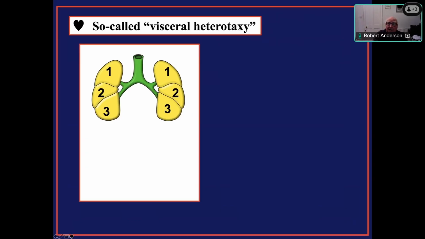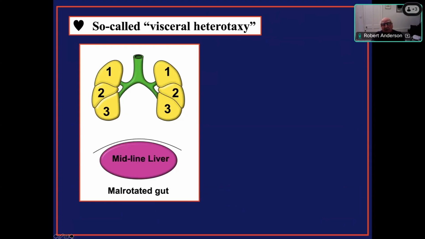Heterotaxy is not an ideal word because it means other than usual. There is a much better way of describing these arrangements because, as you see, in one set, each of the lungs is trilobed, each has a short bronchus. When we look below the diaphragm, there is usually, but not always, absence of the spleen. The liver is midlined, and the gut is malrotated.